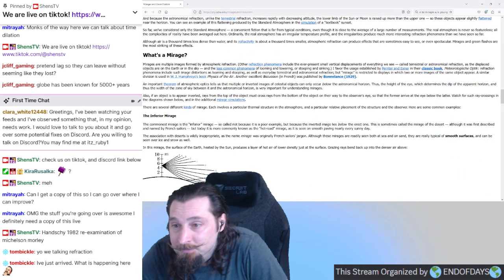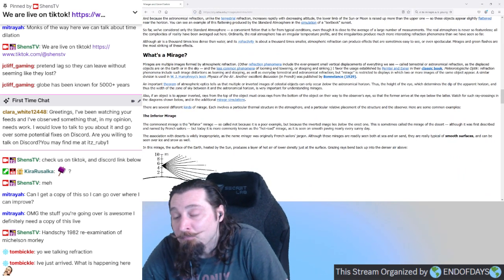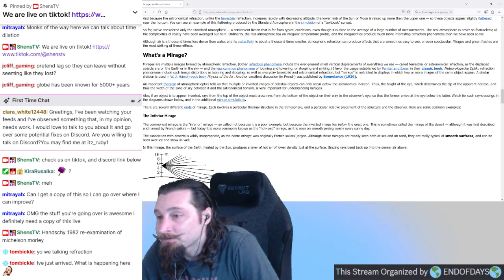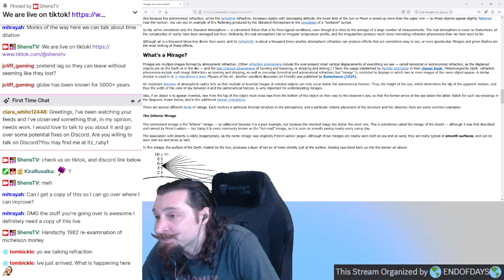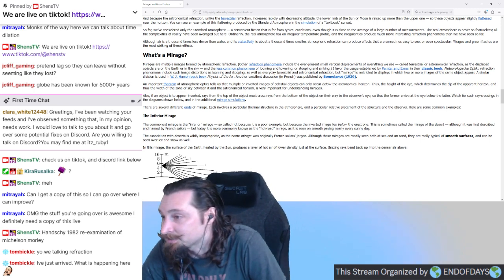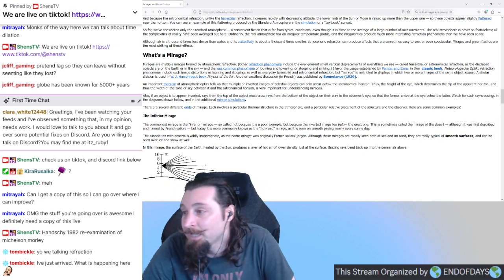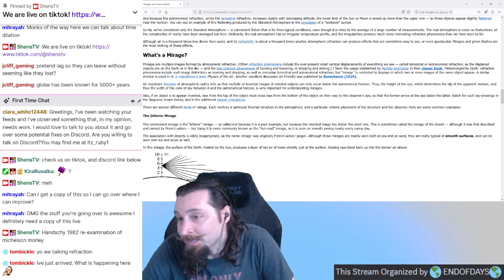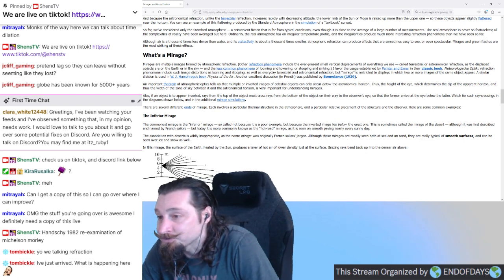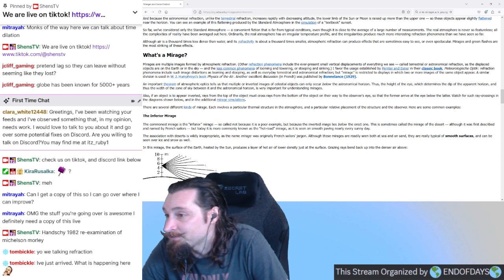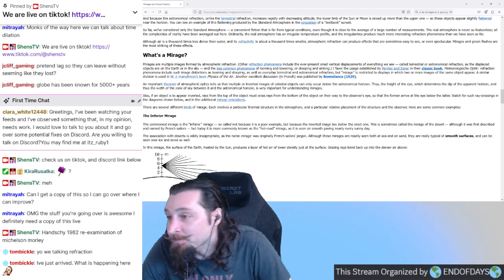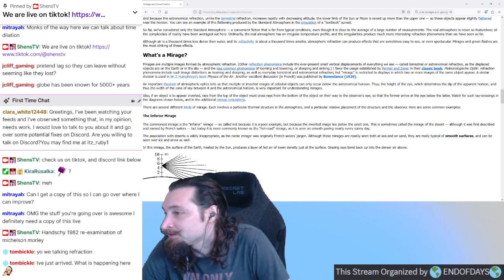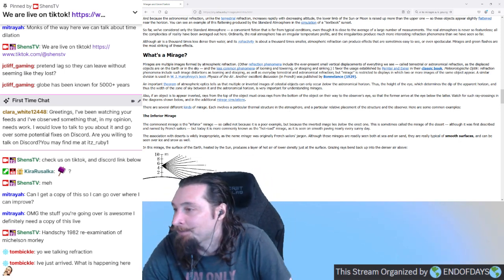Mirages are multiple images formed by atmospheric refraction. Oh, multiple images. That's weird. Okay. So already not 100%. Other refraction phenomena include the ever present small vertical displacements of everything we see, called terrestrial or astronomical refraction, as well as the displaced objects on Earth or in the sky, and less common phenomena of looming and towering or stooping and sinking. I favor the usage established by Pernter and Exner, in the classical book Meteorologische Optik, which is the optics of meteorology or the sky.